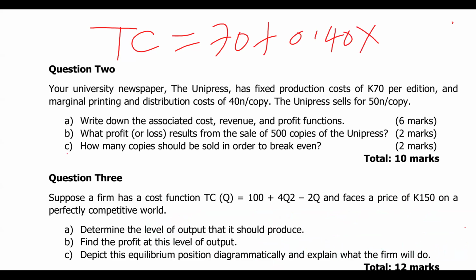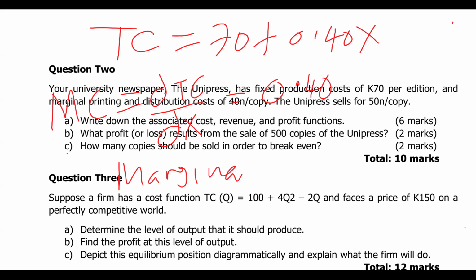So marginal cost, MC, is dTC over dX. We have used X for the number of copies, so you differentiate this function with respect to X, which is equal to 0.40. That's the marginal cost. Our marginal cost is 0.40. Simple.